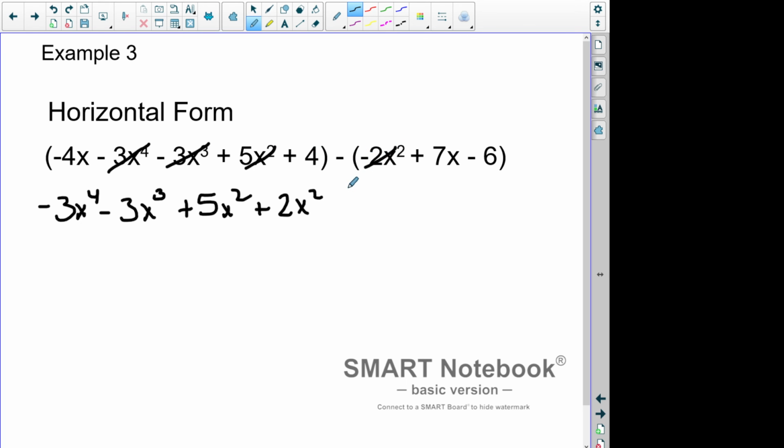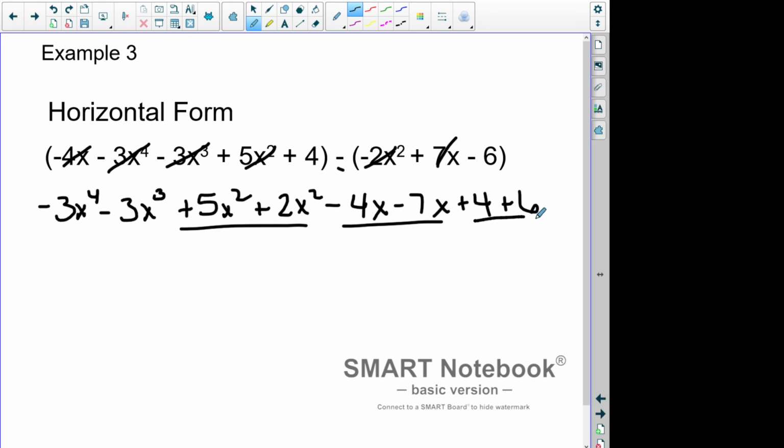That one done, I got that one done. Go to my x terms, my linear terms, I got negative 4x and negative 7x. So those are done. That's done. And I've got 4 here. And I've got negative 6, so that'll be plus 6. So just reorganizing and putting them in order, and now I can combine like terms. So I've got like terms there, I've got like terms there, I've got like terms there.